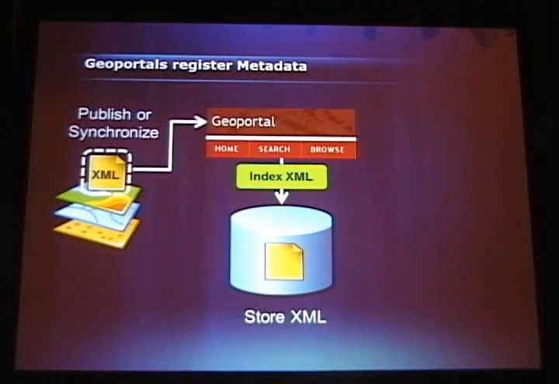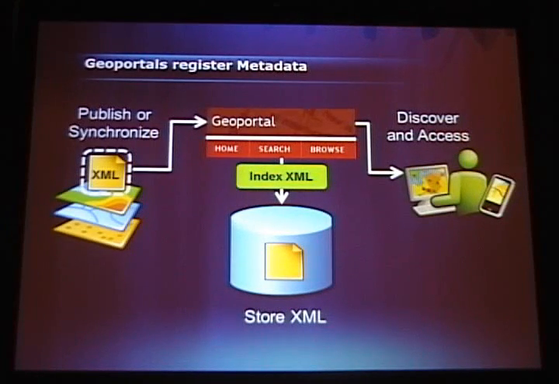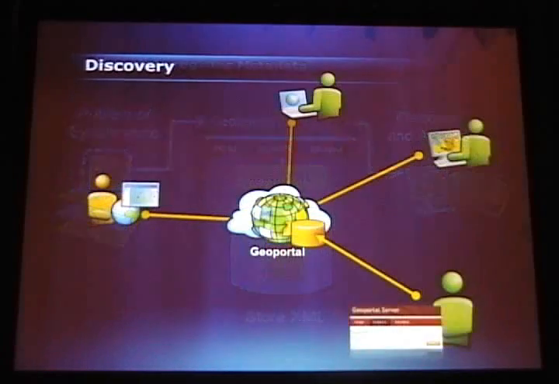So what's going on in the back end is users are adding their XML documents through a user interface or through some kind of protocol like catalog service for the web, CSW, and it's getting stored in a database. And we use Lucene indexing to index that XML. And we index it so users can search the index and discover and access geospatial resources. This is pretty simplified, but it's actually a pretty simple tool to understand.